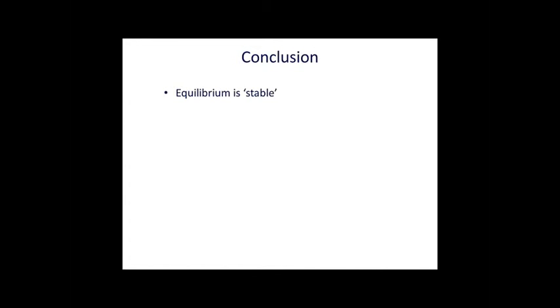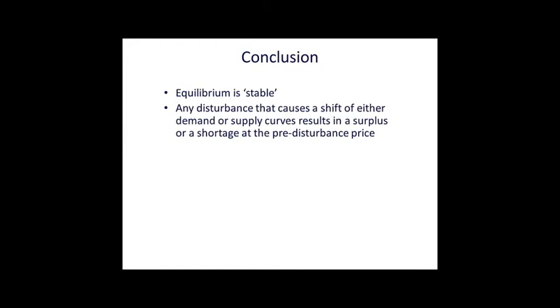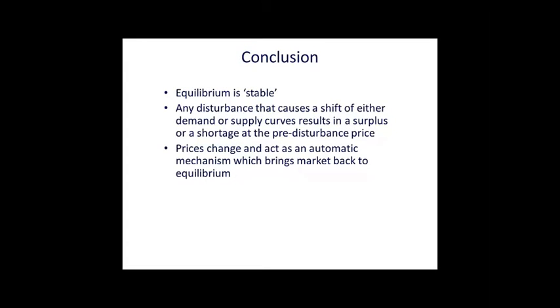Well, firstly, an equilibrium is stable. In other words, once there's a disturbance, it causes a shift of either the demand or the supply curves. This will result in a surplus or a shortage at the pre-disturbance price, and that will put into train changes in prices which move consumers and suppliers along their respective curves and eventually brings the market back into equilibrium. So that's what we mean by stability. A disequilibrium situation will result in moving back towards a new equilibrium.